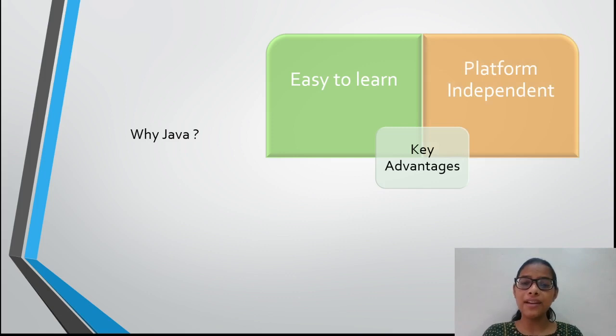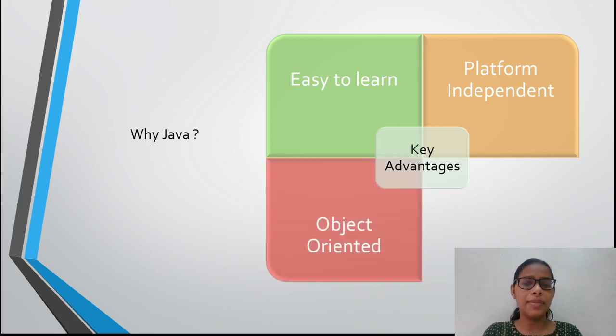Next, it is platform independent. So whether Mac, Windows or Linux, it works similarly on all the platforms. Suppose you have Linux system and your colleague has Mac system. Your Java program will run smoothly on both the systems. So Java is platform independent.